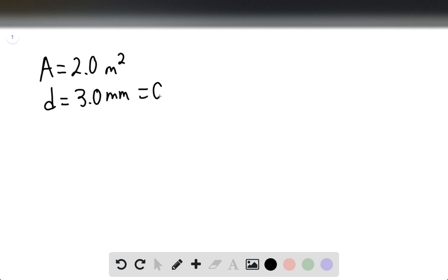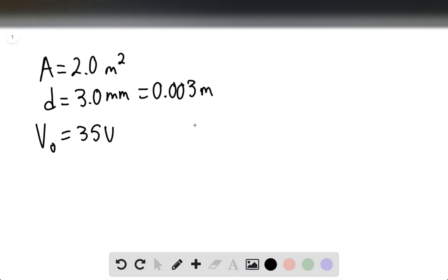So this question, they're asking for a lot: the capacitance, the charge, the electric field, the potential energy, and the potential energy after we're including a dielectric. So let's just write down our givens. We have an area of 2.0 meters squared, and then we have a separation distance of 3.0 millimeters. We can say this is equal to 0.003 meters. And we have V sub O equaling 35 volts.